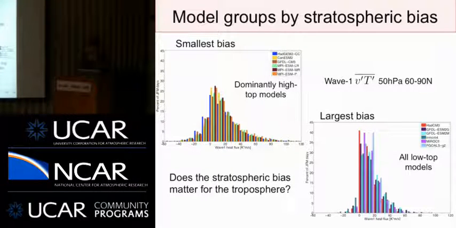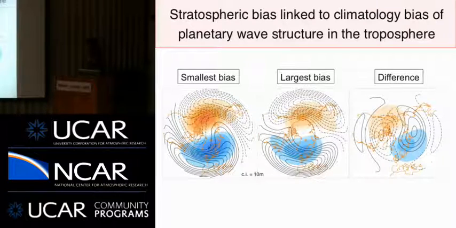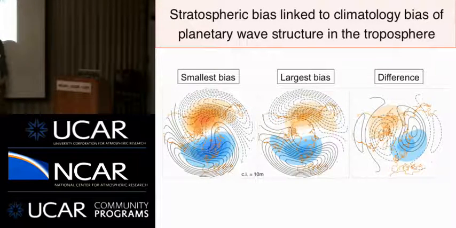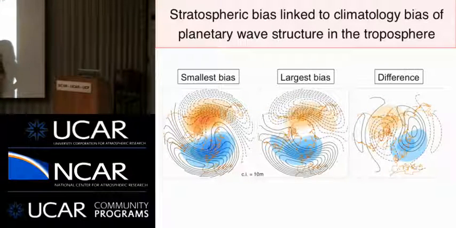And so the next question is, does this matter for the troposphere? Is there anything systematically different between the tropospheres of these two ensembles that I've defined? So the first thing to look at is wave 1. So this is the exact same kind of color scheme where the black is the troposphere and the color is the stratosphere. And so we're looking at the smallest bias models here.